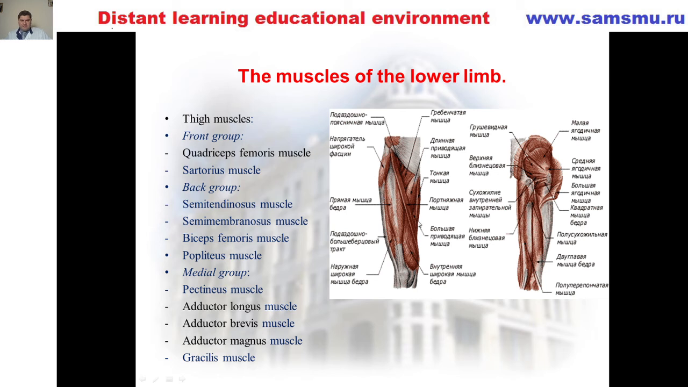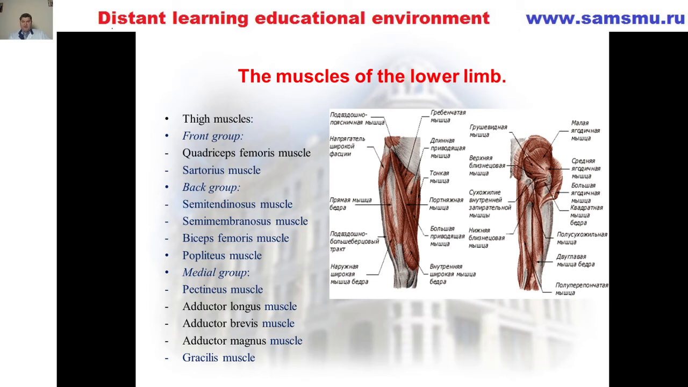Next, we'll talk about the sartorius muscle. You may see this muscle in the picture. Arising from the superior anterior iliac spine, this muscle extends medially as a long band of parallel fibers and is attached to the fascia of the leg and the tibial tuberosity. Flexes the knee joint, and when the knee is flexed, rotates the leg medially.